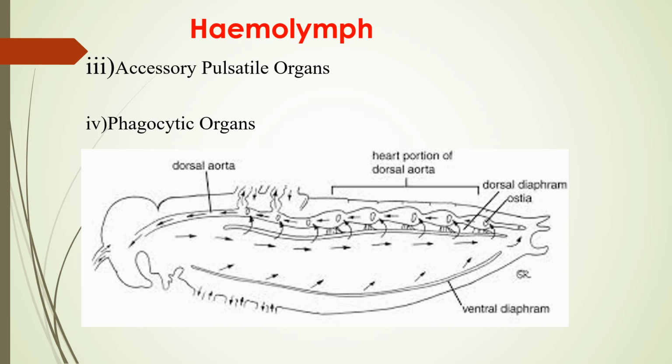They are well studied in orthopteroid insects such as locusts and Periplaneta. They function as accessory hearts which pump blood from sinuses into the respective appendages. The accessory pulsatile organs beat at a higher rate than the normal dorsal blood vessel. In Bombyx mori, the metathoracic pulsatile organs beat at a rate of 150 times per minute, in contrast to the dorsal vessel, 40 times per minute.